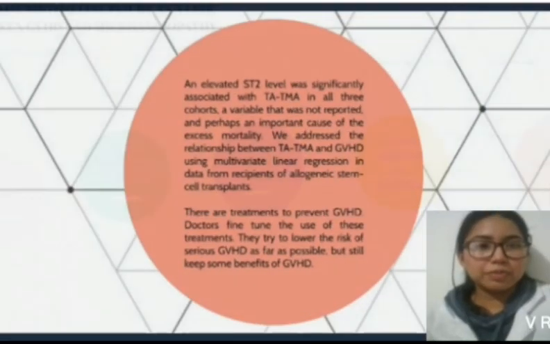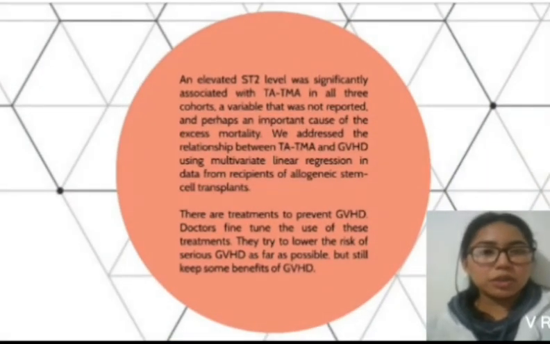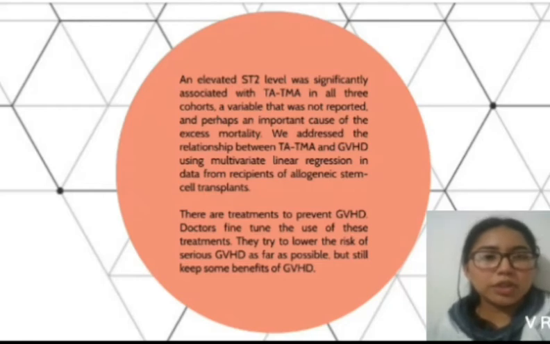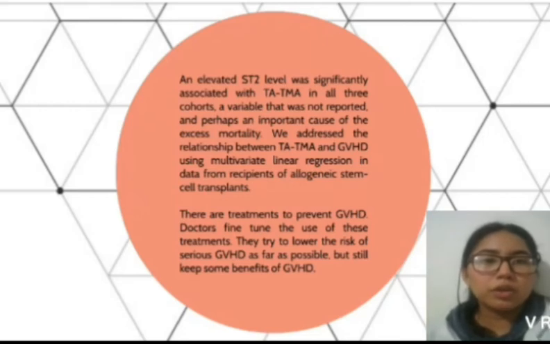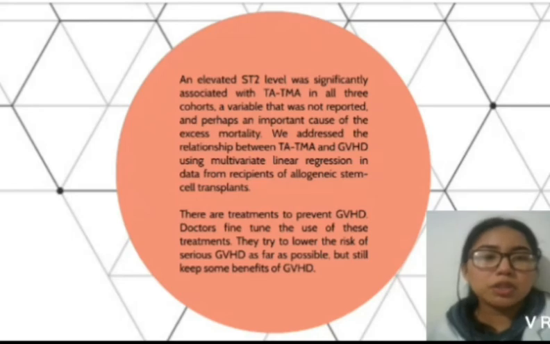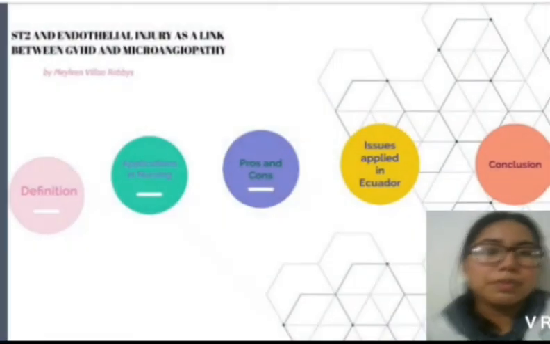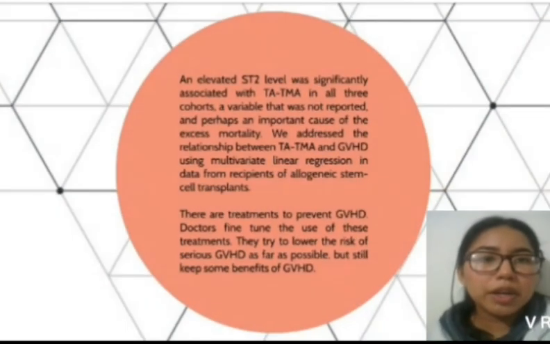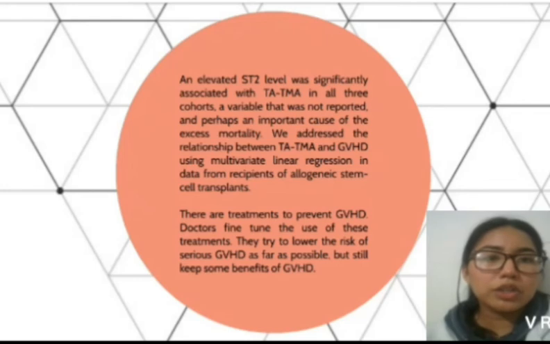Conclusion. An elevated ST2 level was significantly associated with TMA in all 3 cohorts. A variable that was not reported, on purpose, is an important cause of the excess mortality. We address the relationship between TMA and GVHD using multivariate linear regression in data from recipients of allogeneic stem cell transplantation.